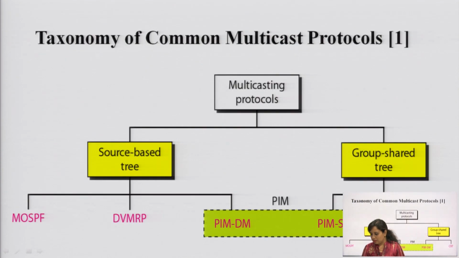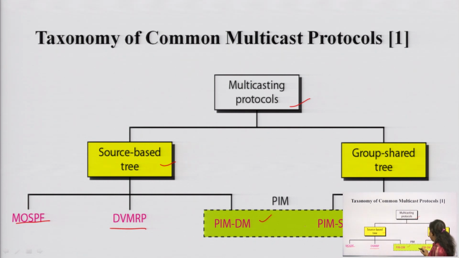Now, next one is the taxonomy of common multicast protocols. This is the taxonomy. Now, you can see over here these are multicasting protocols. This is showing the source based tree. This source based tree shows MOSPF, DVMRP, and PIM. PIM is connected to PIM-DM and PIM-SM. So, these are the source based tree protocols and this is the group shared tree, which is based on CBT. These are the examples of multicasting protocols.